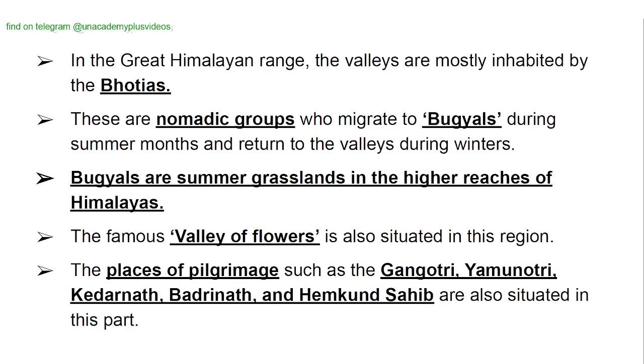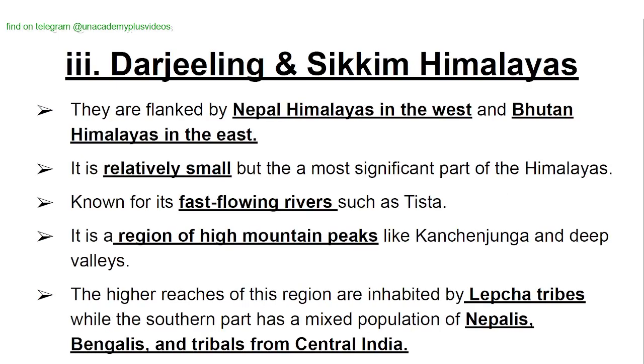In the Great Himalayan range, the valleys are mostly inhabited by the Bhotias. These are nomadic groups who migrate to Bugyals during summer months and return to the valleys during winters. Bugyals are summer grasslands in the higher reaches of Himalayas. The famous Valley of Flowers is also situated in this region. Places of pilgrimage such as Gangotri, Yamunotri, Kedarnath, Badrinath, and Hemkund Sahib are also situated in this part.